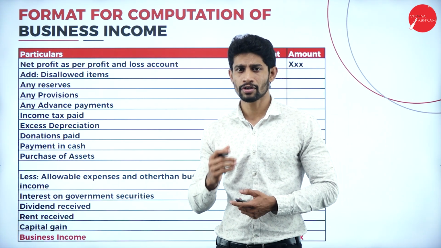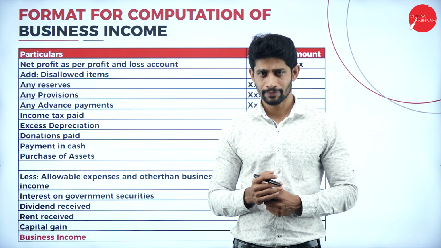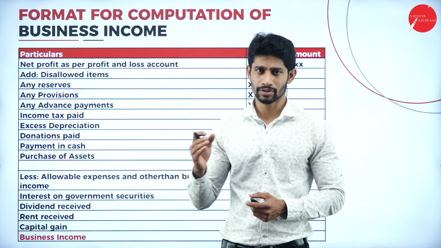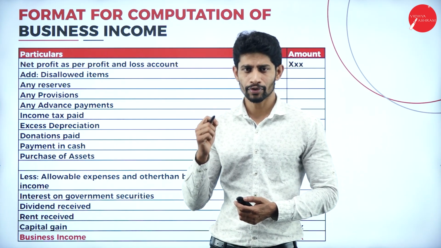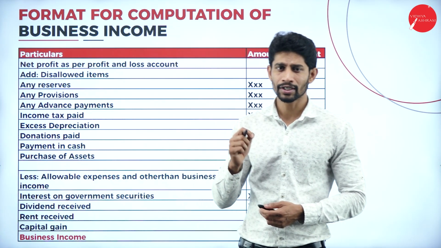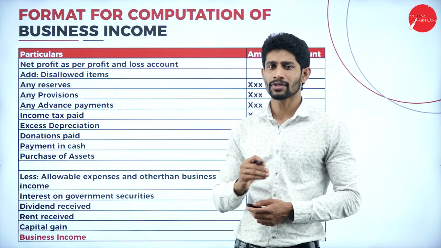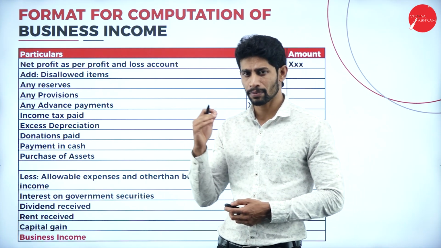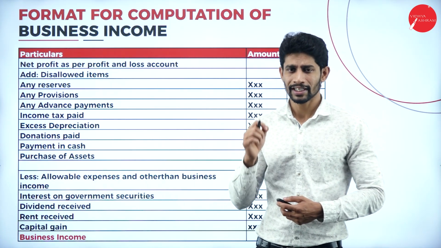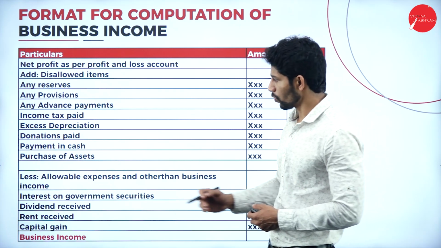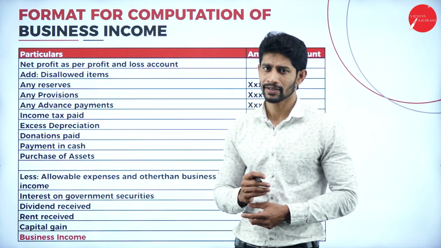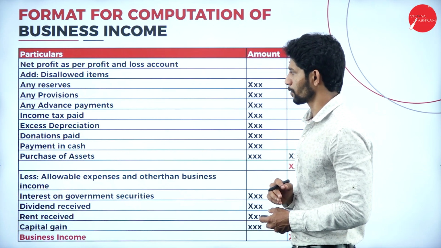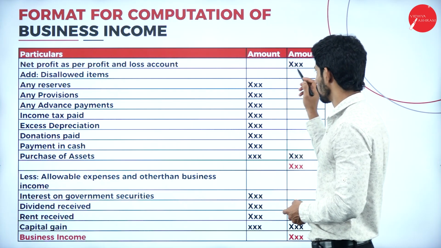In computation of business income under a partnership firm, they will give you the P&L account, the profit and loss account. In that profit and loss account, you are supposed to find out which items relate to business and which items do not relate to business. Then as per that, you are supposed to solve the problem. In the P&L account, you will get to know the net profit of the business entity. So the net profit as per P&L account, you take in the outer column.